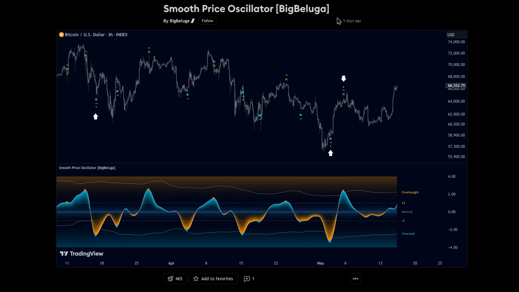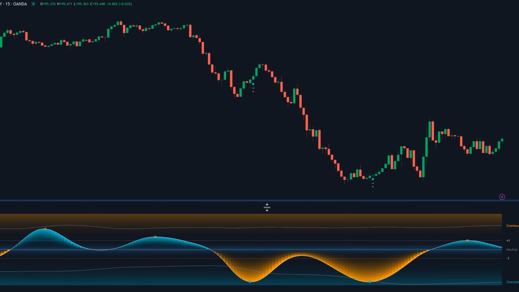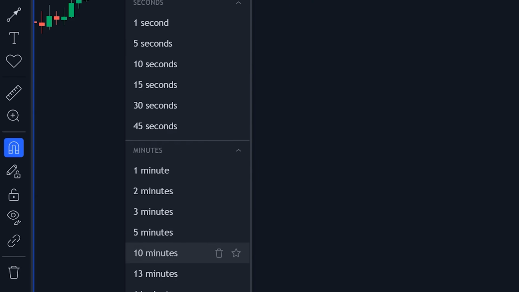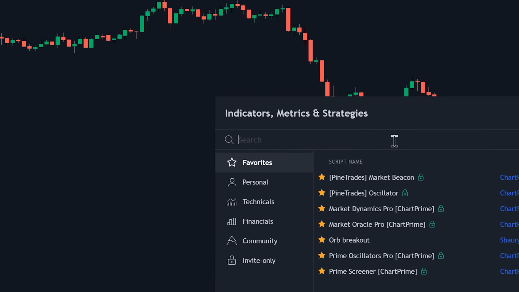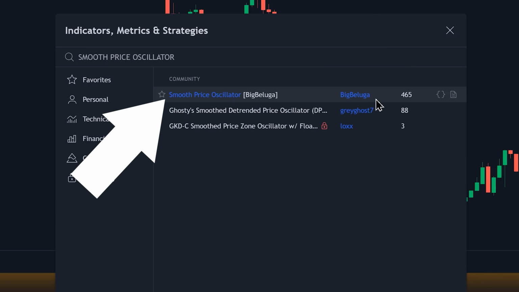Now, to add this indicator to your chart, you want to go to TradingView and then open any trading security that you like in any time frame. For me, I'm going to be using the 15-minute time frame of GBP/JPY. After that, you want to click on Indicators and type in Smooth Price Oscillator. And then you may want to select this one by BigBeluga.